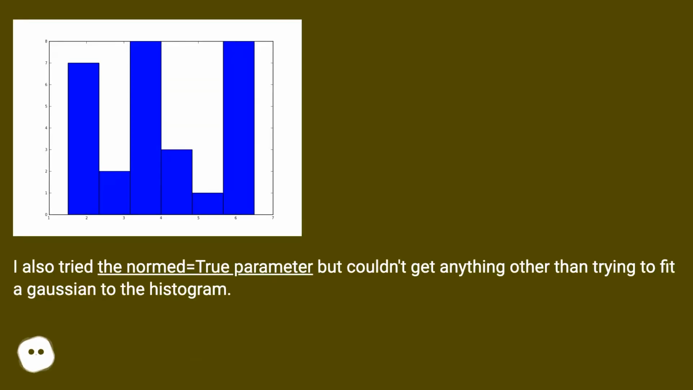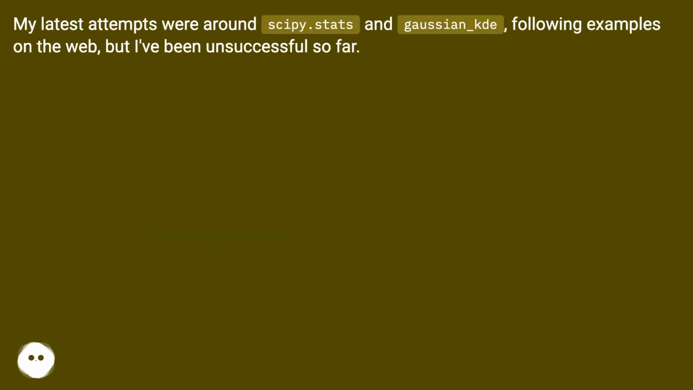I also tried the normed equals true parameter, but couldn't get anything other than trying to fit a Gaussian to the histogram. My latest attempts were around scipy.stats and Gaussian_kde, following examples on the web, but I've been unsuccessful so far.